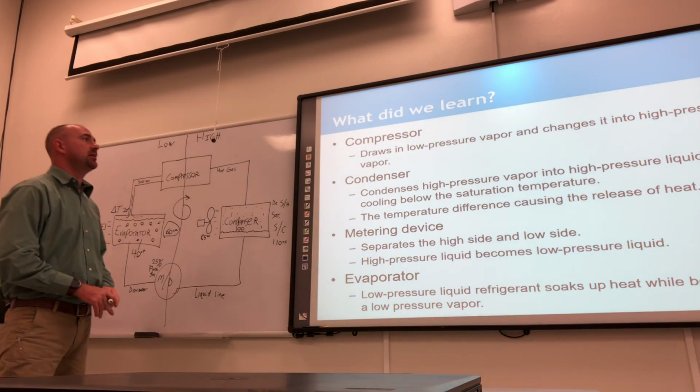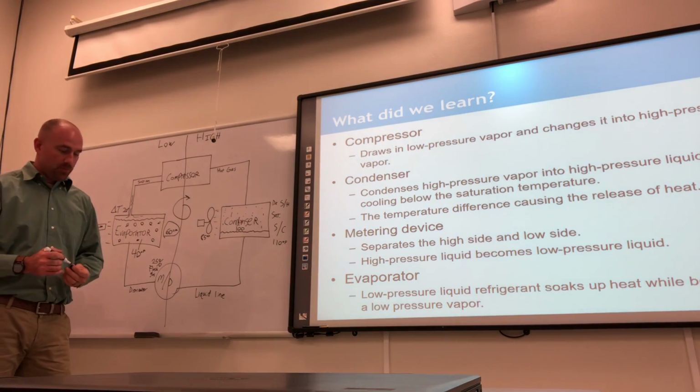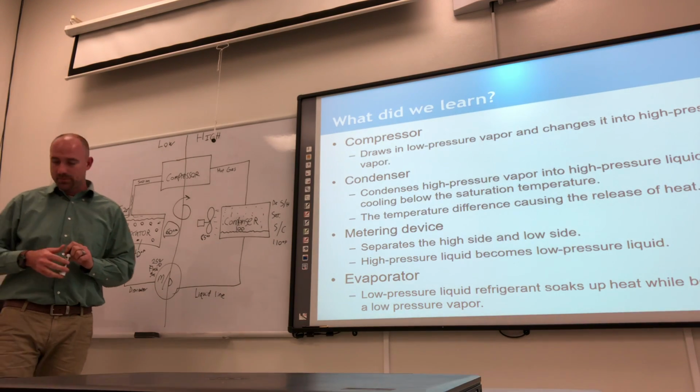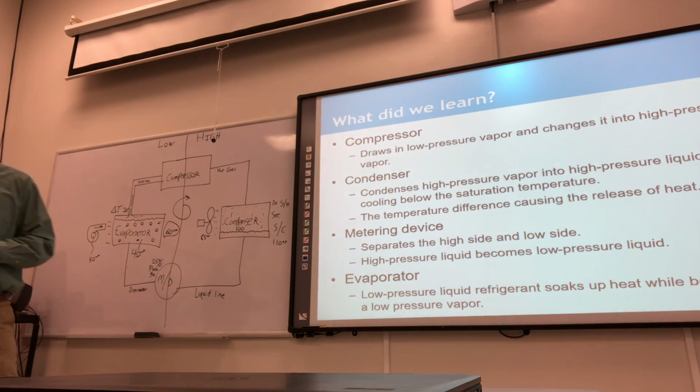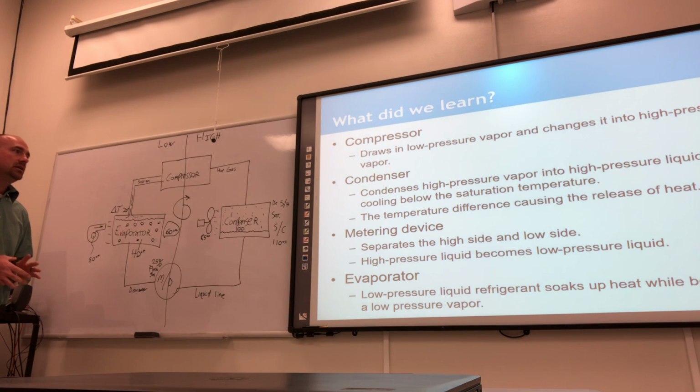All right, so what did we talk about today? What did we learn? What the four components do: the compressor draws in low pressure vapor and changes it to a high pressure vapor. The condenser condenses the vapor down into a high pressure liquid. We go into the metering device, and that separates our high side and low side, but also is where the high pressure becomes a low pressure. And then in the evaporator, the low pressure refrigerant soaks up the heat while it boils into the low pressure vapor.